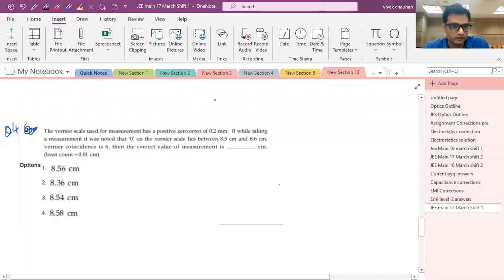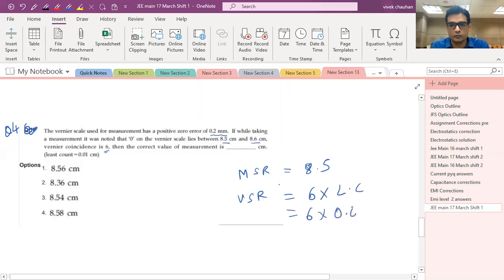This question is of error. So here it is given that the vernier scale used for measurement has a positive zero error of 0.2 mm. And if by taking the reading, zero of vernier scale lies between 8.5 centimeter to 8.6 centimeter, this means that the main scale reading will be 8.5. For vernier scale reading, it is given that sixth division coincides with a main scale division. So vernier scale reading will be 6 into least count, and in this case least count is given to be 0.01 centimeter, so it is 0.06 centimeter.